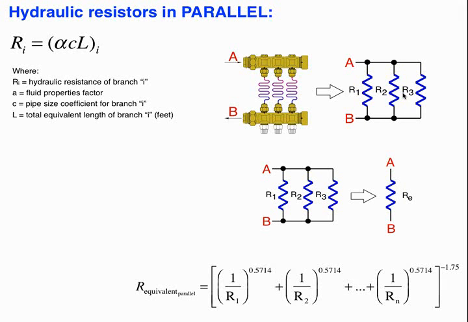Okay, and there's a formula for doing that. It's a little bit more involved than just adding the resistors together like we did in series. We have to get the reciprocal of each resistor, just divide 1 by that resistance value, raise it to this power, add these together, and then finally raise the whole thing to the negative 1.75 power. I won't bore you with the details of where that formula comes from, but it works, and it's accurate.